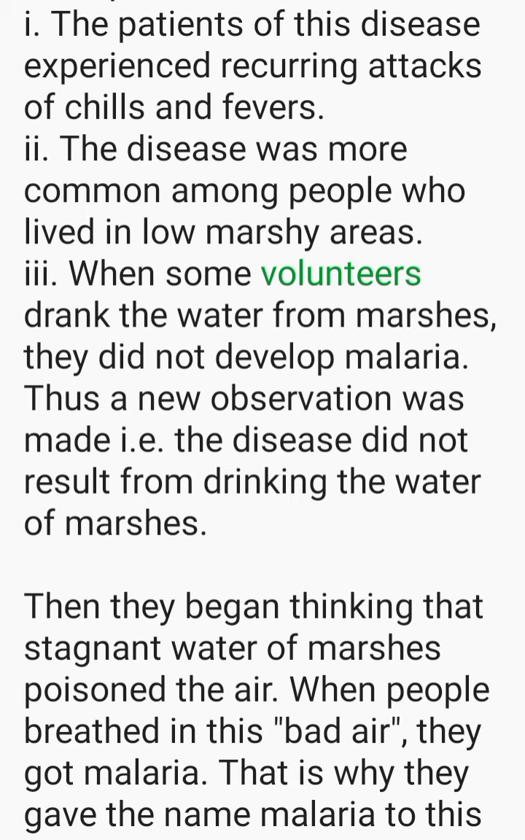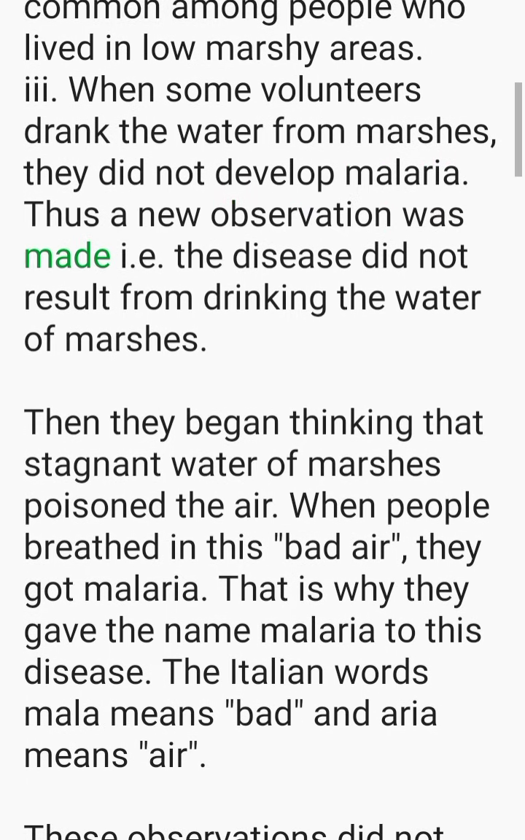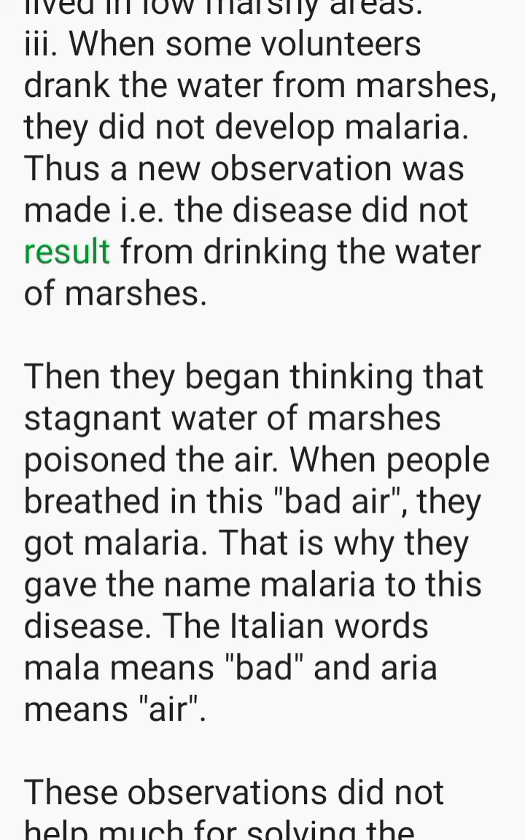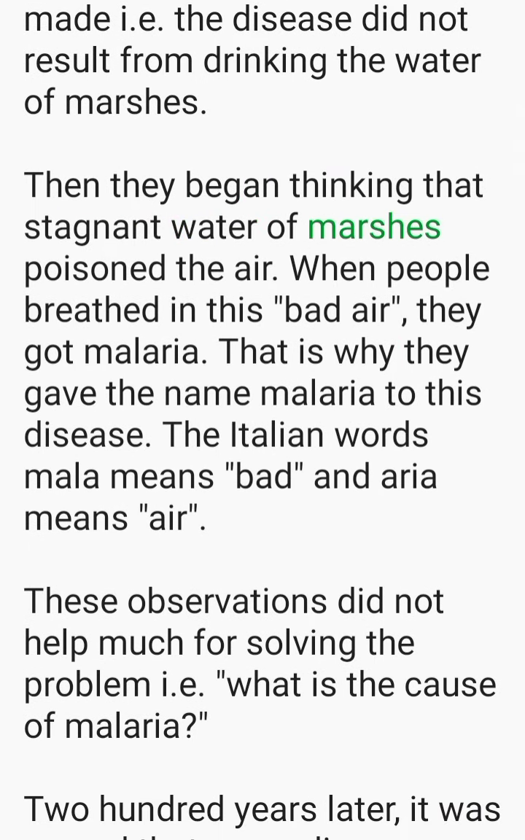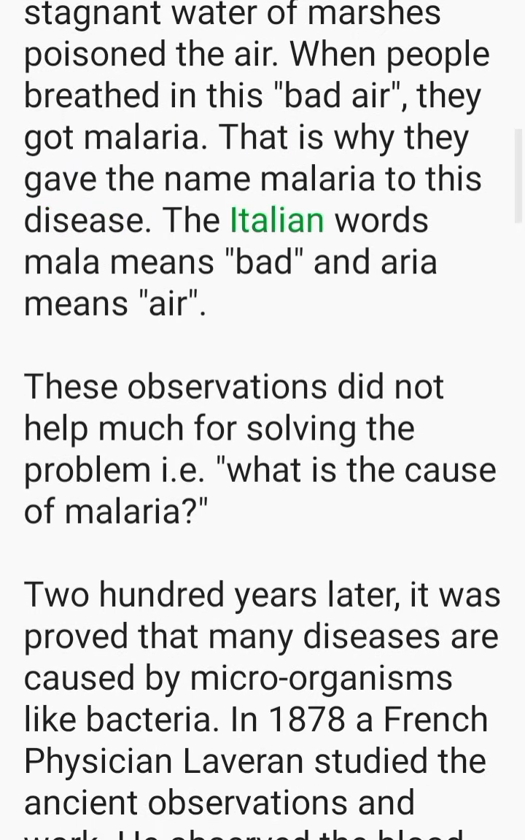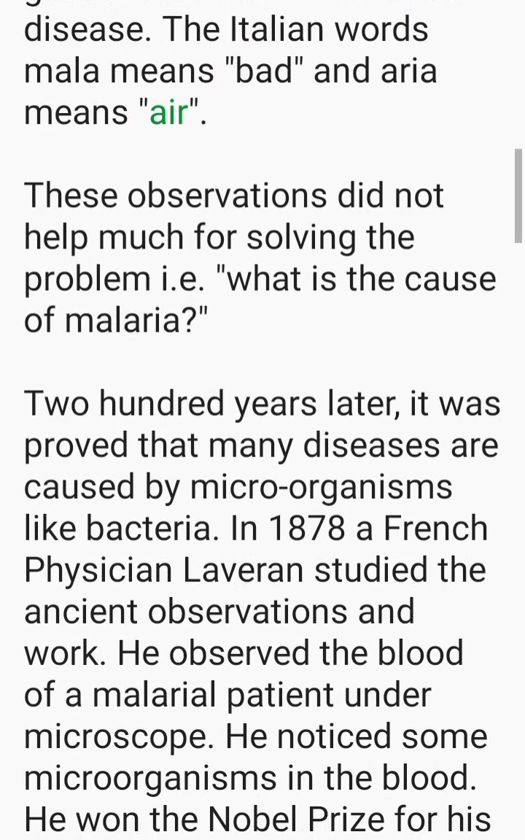When some volunteers drank the water from marshes, they did not develop malaria. Thus a new observation was made, i.e., the disease did not result from drinking the water of marshes. Then they began thinking that stagnant water of marshes poisoned the air. When people breathed in this bad air, they got malaria. That is why they gave the name malaria to this disease. The Italian words mala means bad, and aria means air.